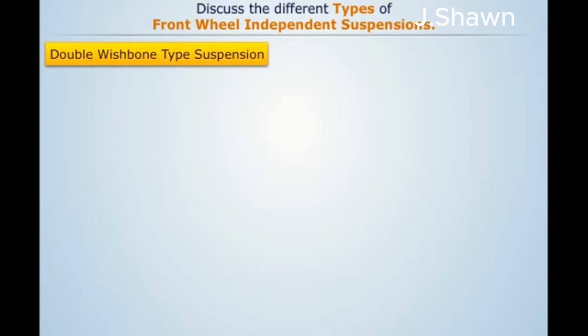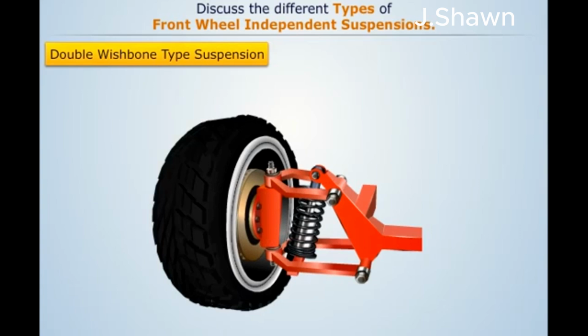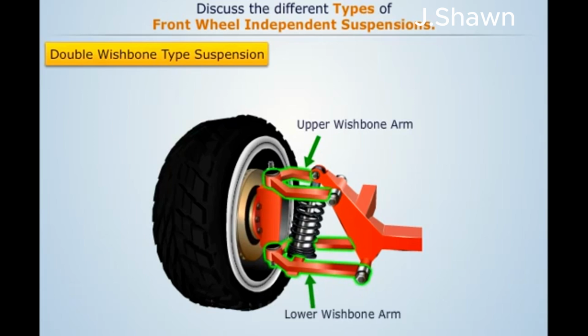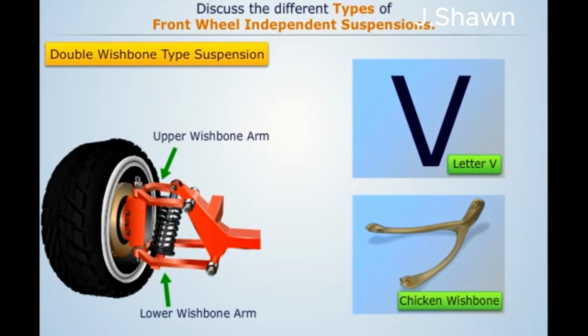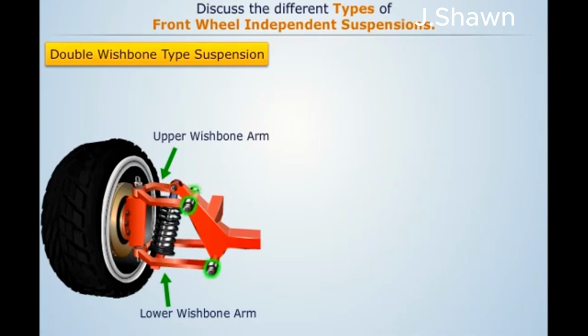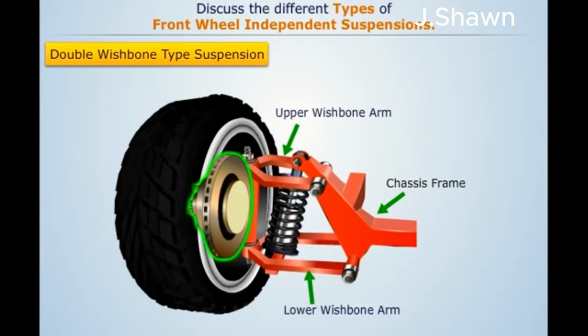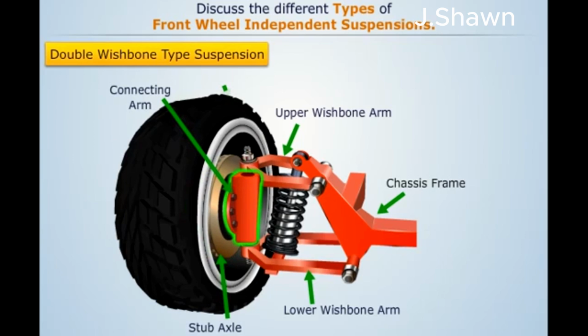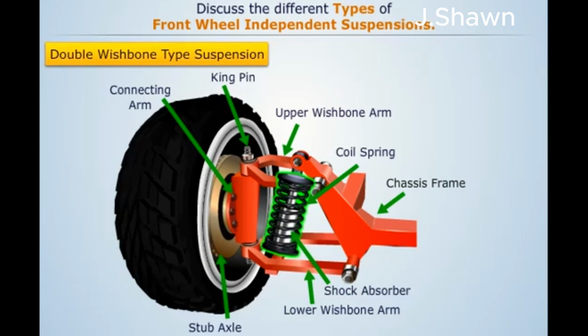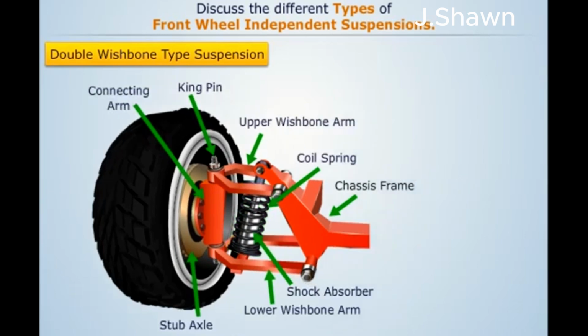Double wishbone type suspension. A typical double wishbone type suspension consists of two suspension or control arms for each wheel, called the upper wishbone arm and lower wishbone arm. These arms are named wishbone because they take the shape of letter V or chicken wishbone. The open ends of both control arms are pivoted to the chassis frame, whereas the closed ends are connected to the stub axle with the help of a connecting arm and kingpin. The coil spring with the shock absorber is placed in between the lower wishbone and the frame member.